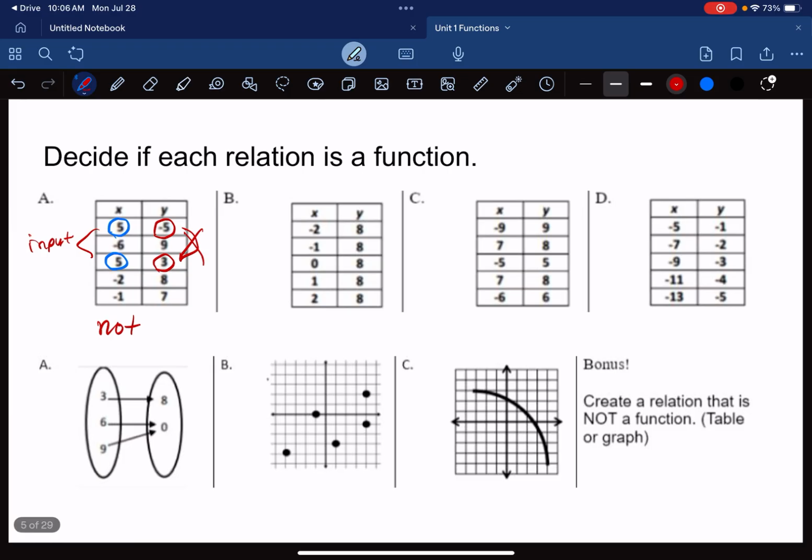So look at B. Do you see any domain values that repeat? No, I don't either. So this is a function. Okay? How about the next one? Well, I see a 7 and another 7. But what's nice is they're paired with the same output values. So this is a function. X, all different, it's a function. In a mapping, the inputs and outputs, the inputs are all different. That is a function.